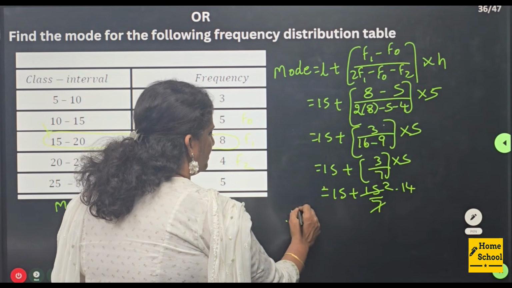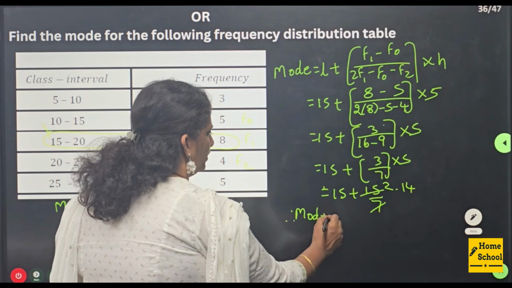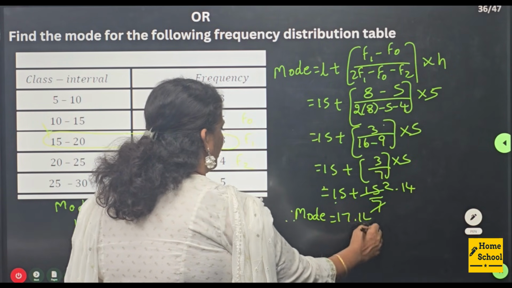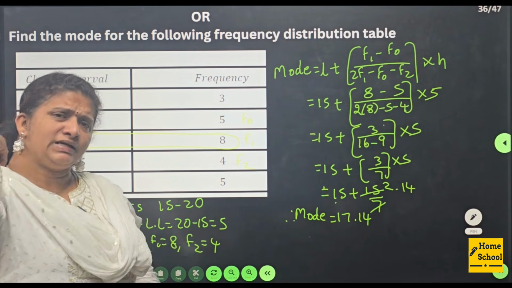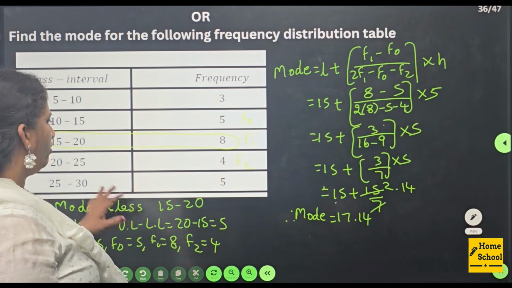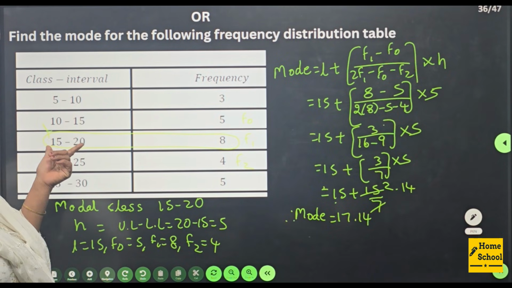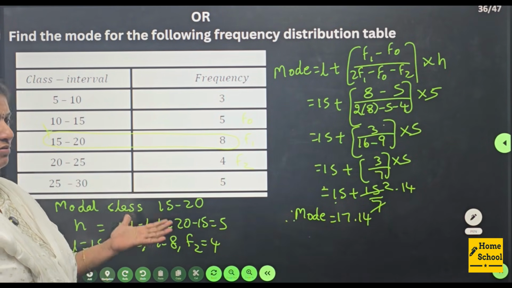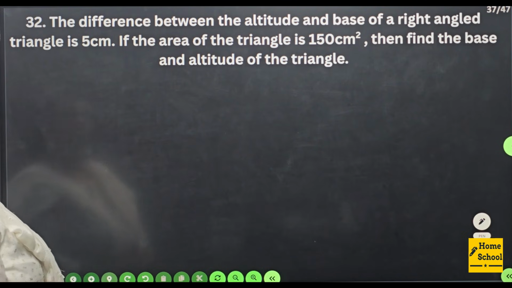Now add this. Therefore, mode is equal to 15 plus 2.14, which will be 17.14. Check whether the mode is right or wrong. Observe in the modal class 15 to 20, do we get 17.1? Yes. Therefore, our mode is correct.